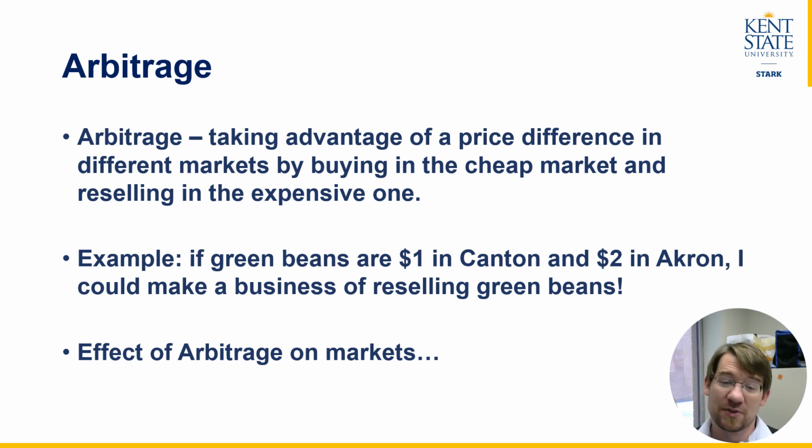Now, it turns out this has an effect on those markets. As I and other people like me figure out there's a price difference, we're going to see a big increase in demand in Canton, driving that $1 price up. At the same time, as we drive down the road and resell in Akron, we're going to see a big increase in supply in Akron, which will drive the $2 price down. So this price difference is going to tend to squeeze over time as arbitrage happens. And this is exactly what we'd expect to happen in foreign currency markets. So let's apply it there.